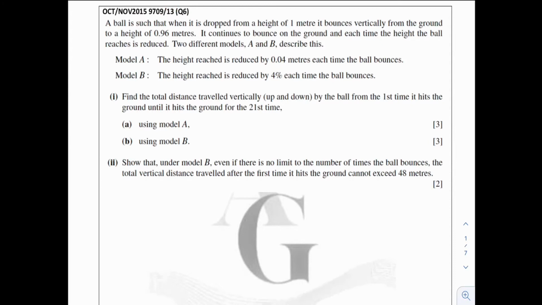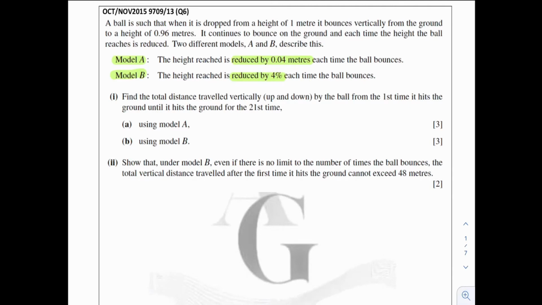A ball is such that when it's dropped from a height of 1 meter, it bounces vertically from the ground to a height of 0.96 meters. It continues to bounce on the ground, and each time the height the ball reaches is reduced. Two different models A and B are described as follows. Model A, the height reached is reduced by 0.04 meters each time the ball bounces. As for model B, the height reached is reduced by 4% each time the ball bounces.